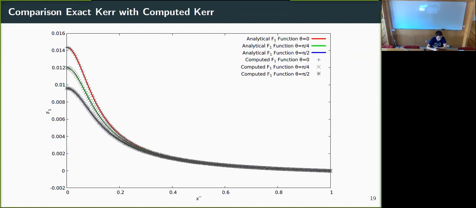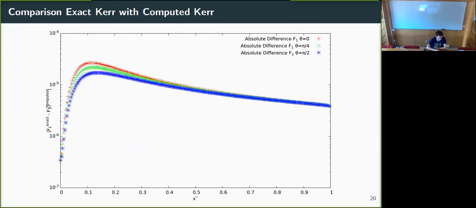There's no big difference. But to have a better idea, here I computed the absolute difference between the two, so the exact function minus the computed one, with some norm. As you can see, most of the points are between 10 to the power minus 5 and minus 4. So you can see there is quite good agreement between the two.